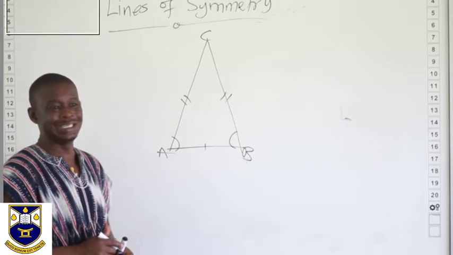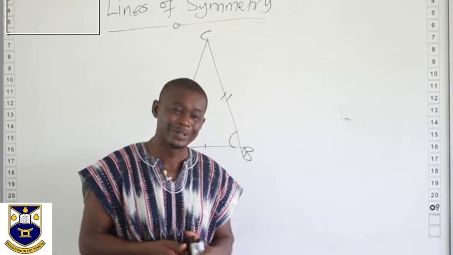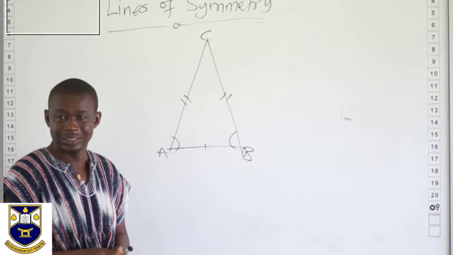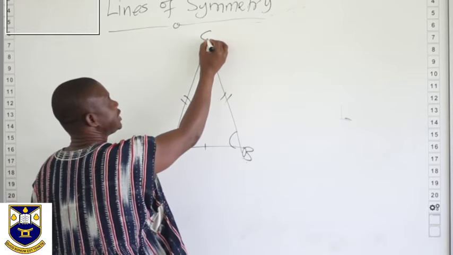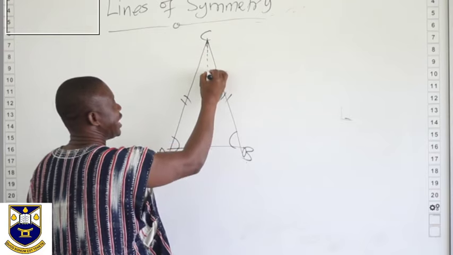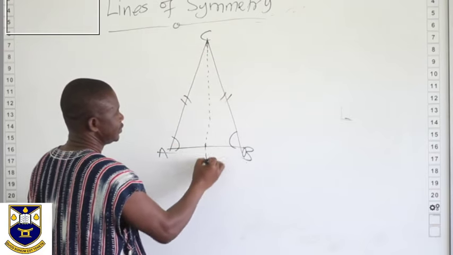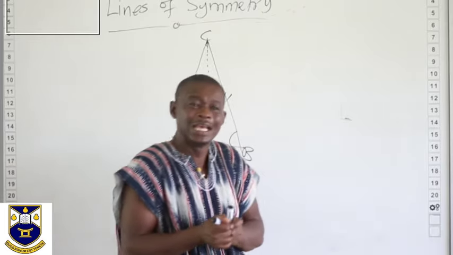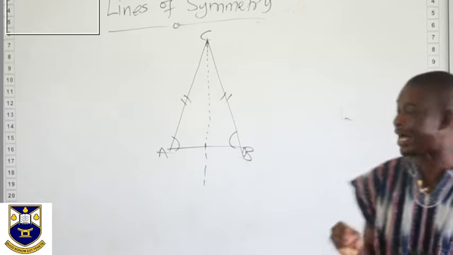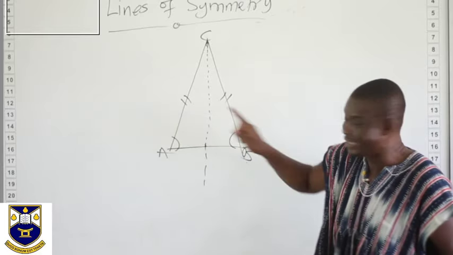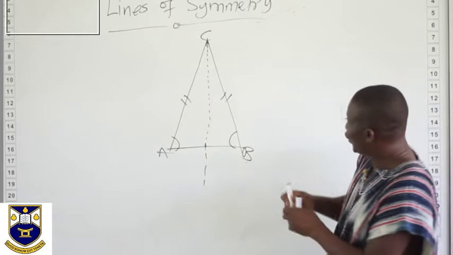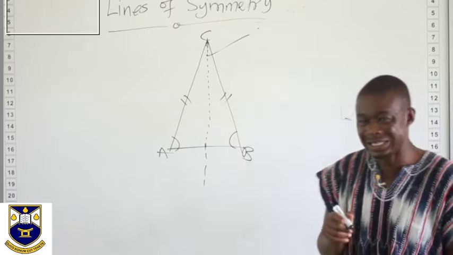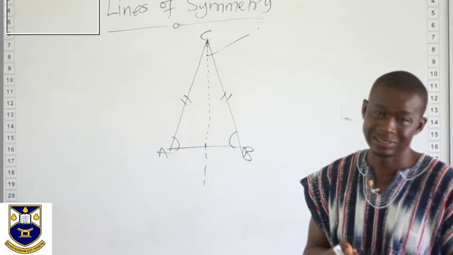Now, let's see how many lines of symmetry are possible here. In the first place, this figure is symmetric, because let me try to project a line from here, the imaginary line or the axis. With this line, you can see that it has divided the figure into two equal, identical halves. What we have here is the same as what we have here. So, this is a line of symmetry. So, one.